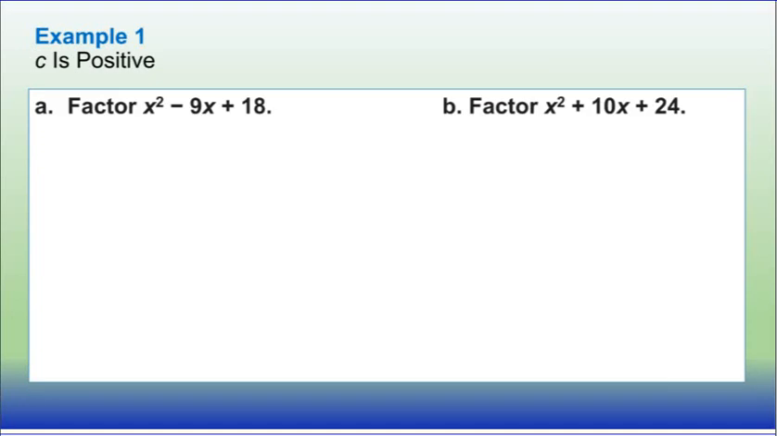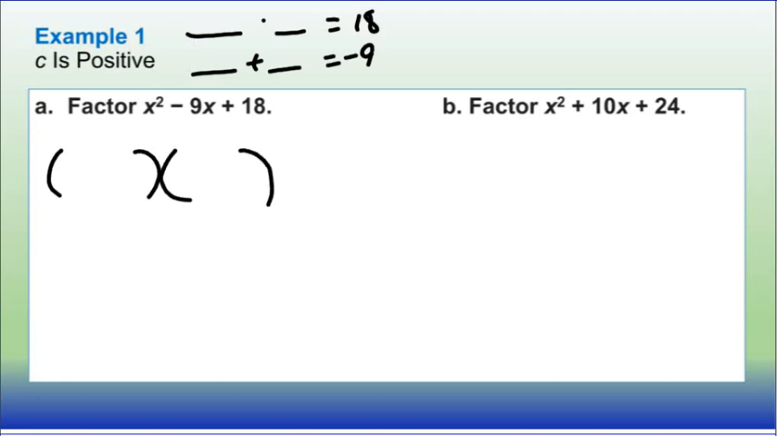So example 1, where c is positive. So I have to think, what two numbers do I multiply together to get 18, but when I add them together, it gives me a negative 9. So I'm going to start off with my two binomials. I know it has to start with an x, so you get my x squared. When c is positive and b is negative, I know both of these have to be negative numbers.